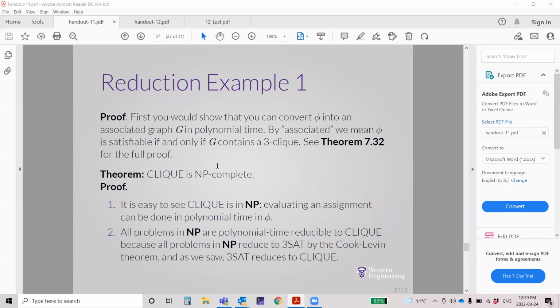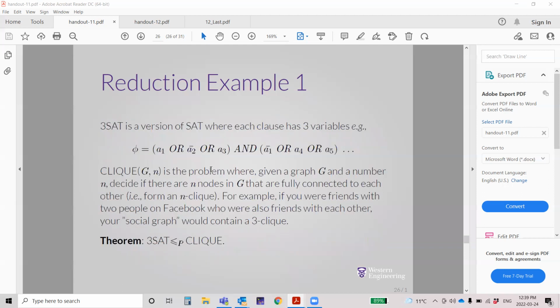Theorem: clique is NP-complete. This is the theorem, or the assumption. Proof: it is easy to see clique is in NP. Evaluating an assignment can be done in polynomial time in phi. Every problem in NP is polynomial time reducible to clique, because every problem in NP reduces to 3 SAT by the Cook-Levin theorem, and we saw that 3 SAT reduces to clique here.